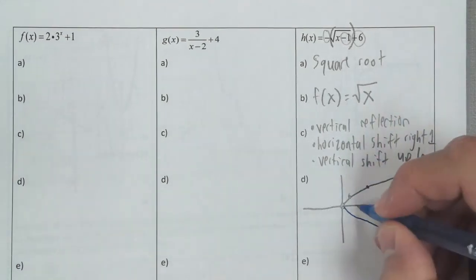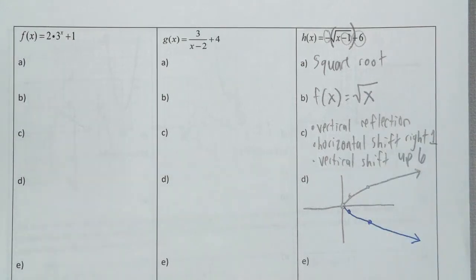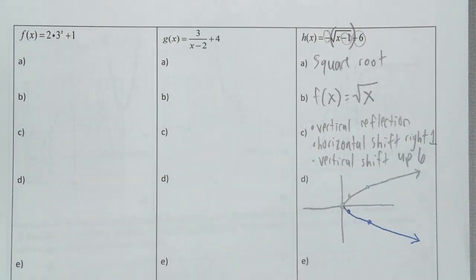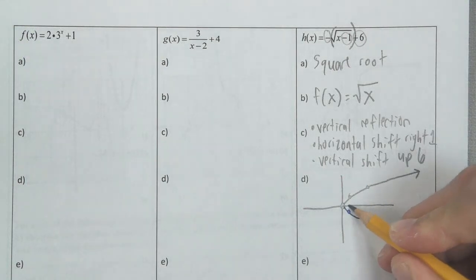There's my square root, right? Same shape. Okay, there it is. I reflected it across the x-axis. Now we can do the horizontal shifting and all that. So I'm going to go ahead and do this. Right 1. Okay, up 6.